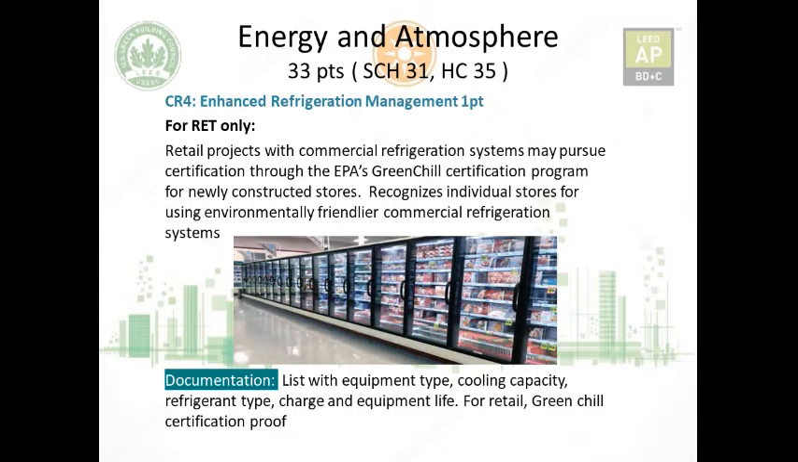For the retail project, they can either go for the first option, do not use any refrigerant with ozone depletion potential or GWP less than 50, or in the other case they can have the GreenChill certification program. And for the documentation for option number 2, which was a calculation method, a bit more detailed one, you should have a list with the equipment type, their capacities, their refrigerants, their charge and equipment life, and certainly for retail we have just discussed.